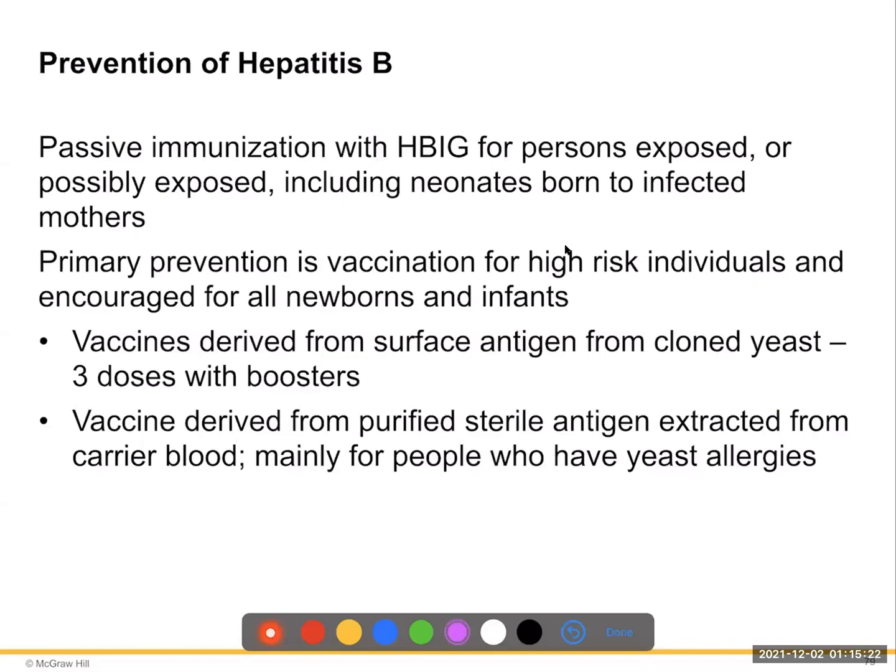Vaccines can also be derived from pure sterile antigen extracted from a carrier's blood. That's for the many people who have a yeast allergy. You can't grow yeast with a yeast allergy, so let's do it directly from extracted carrier's blood.